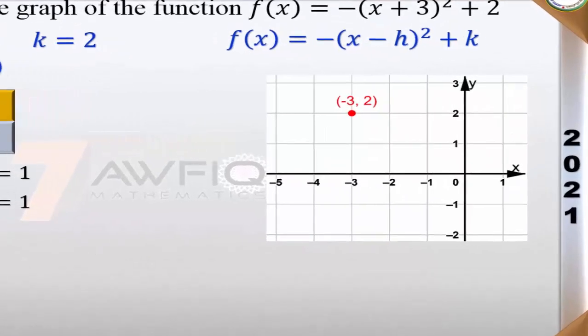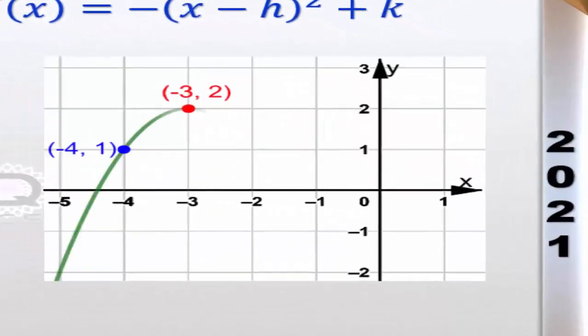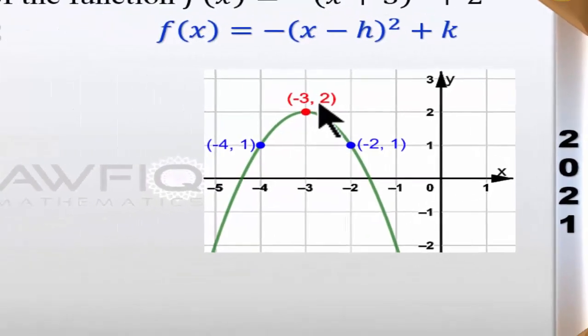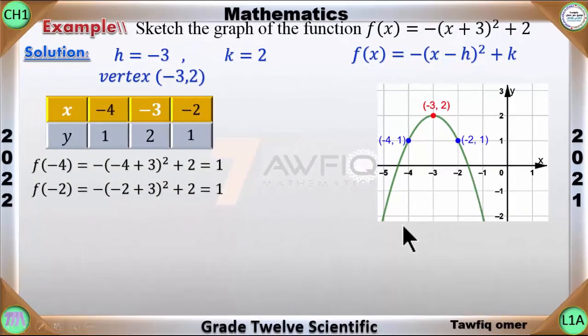And now draw the points: minus 4, 3, and minus 2, 3, and minus 3, 2. This is the graph of the function f(x) equals minus (x plus 3) squared plus 2.